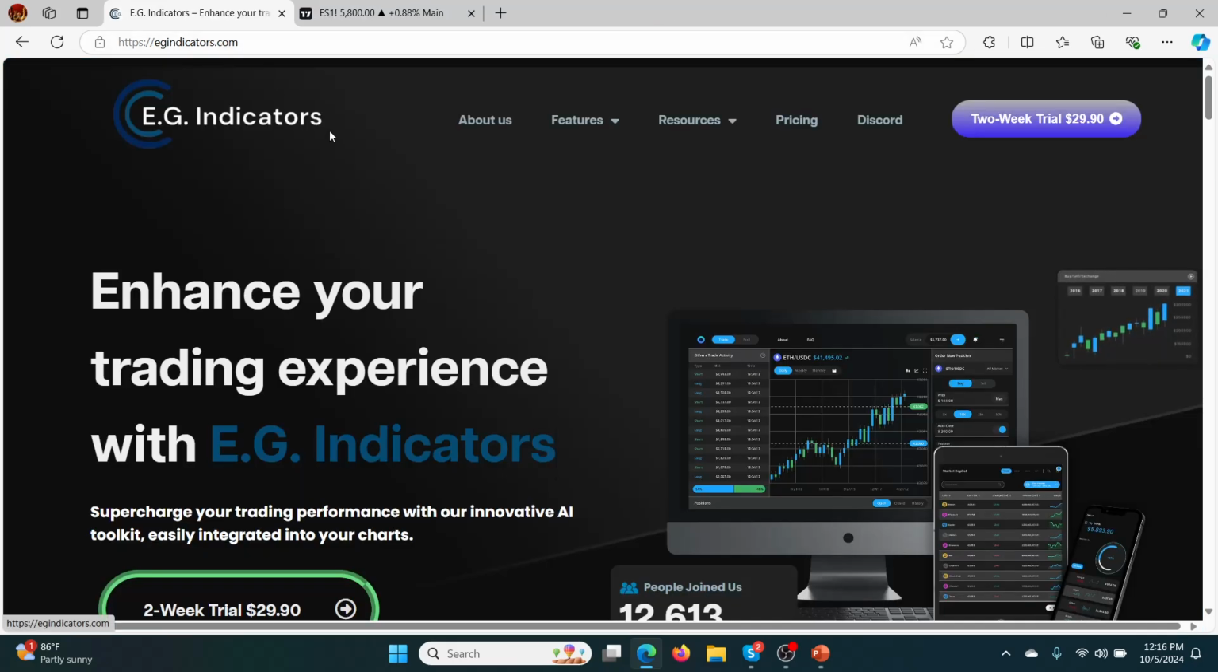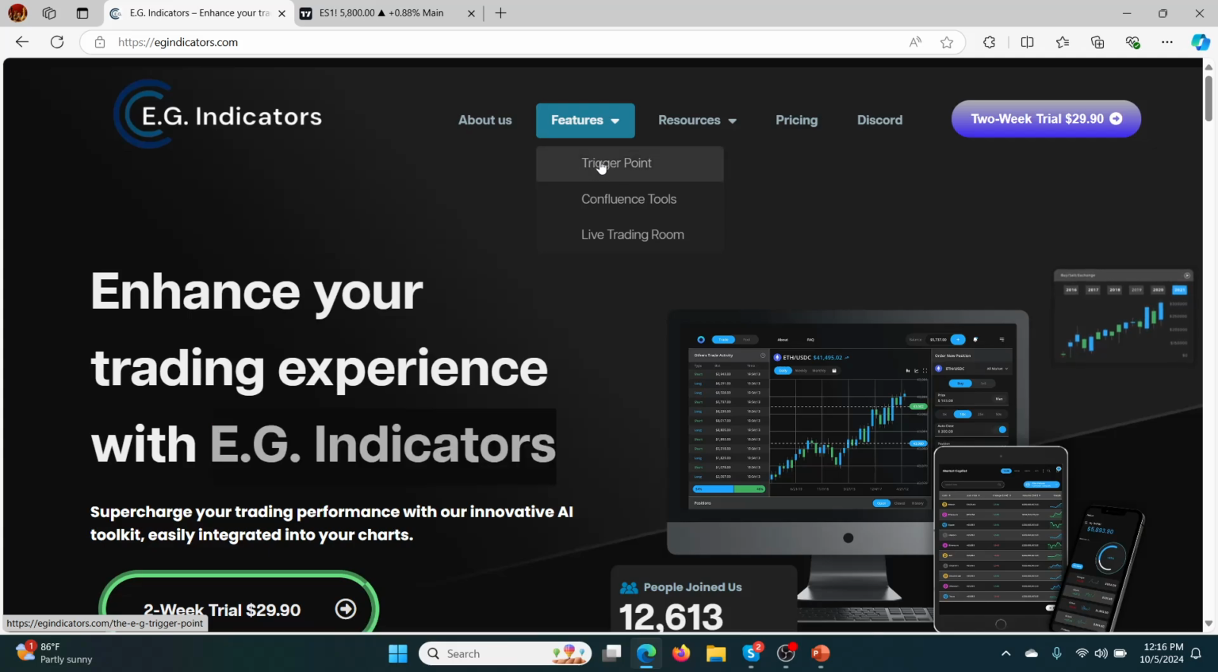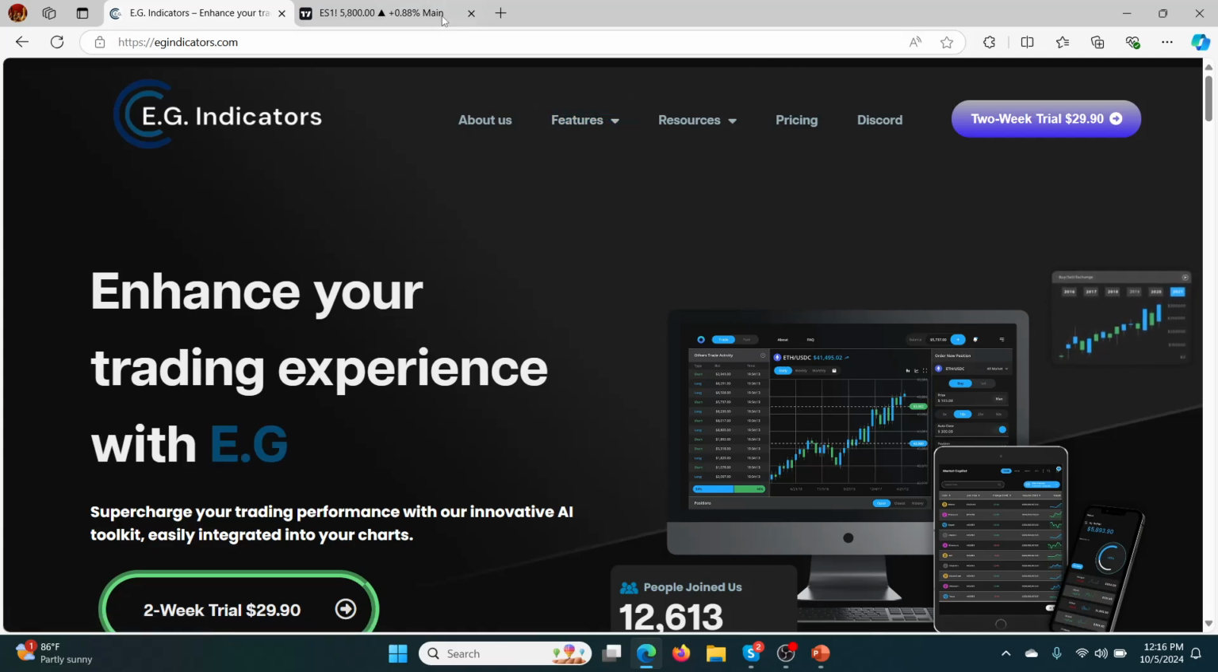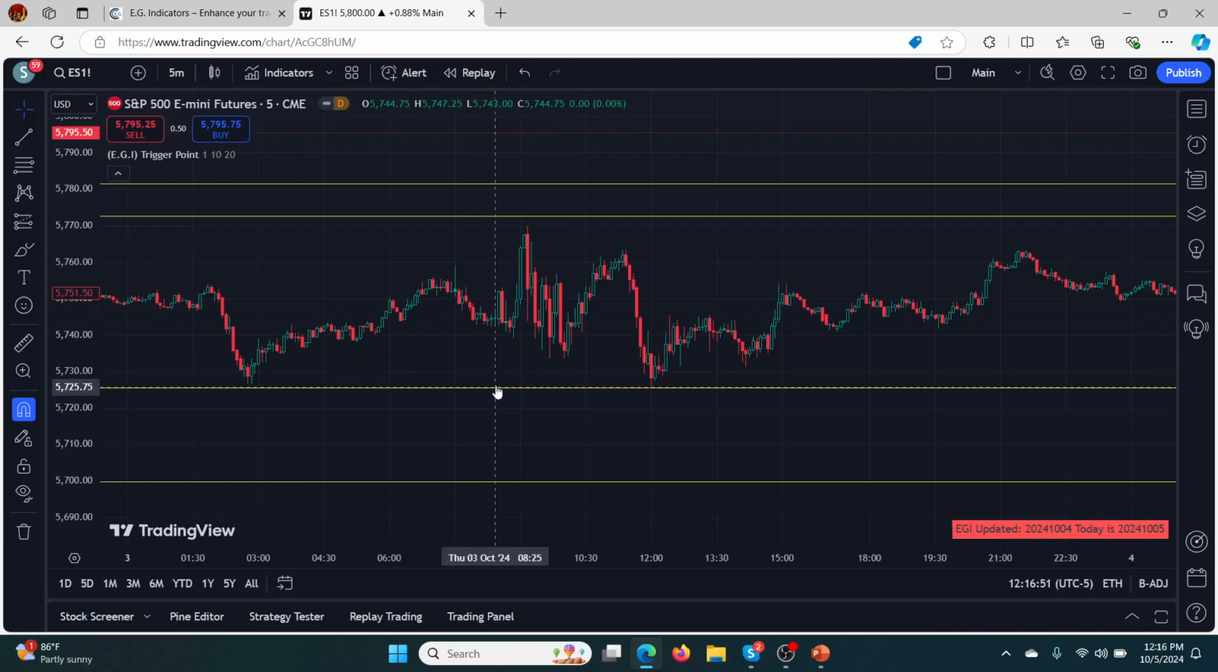So back to EG indicators. EG indicators, like I talked about in my previous video, is an indicator series which is just support levels and resistance levels. So there's no buy and sell type of thing with your typical indicator that you'd expect. They have other stuff here, but I'm talking about the trigger point, which is these key levels. These are support levels, these are resistance levels.